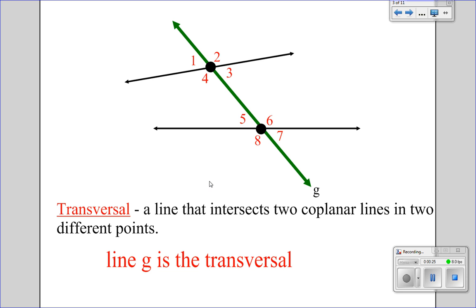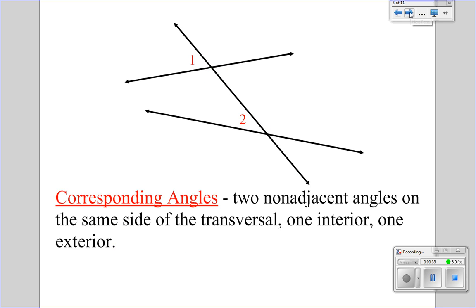When a transversal goes through two lines, you'll notice it creates 8 different angles here. If it went through 3 lines, it would create 12 and more the more it goes through. Now, when we have a transversal going through a set of lines, it forms certain types of angles. The first type we're going to talk about is corresponding angles.